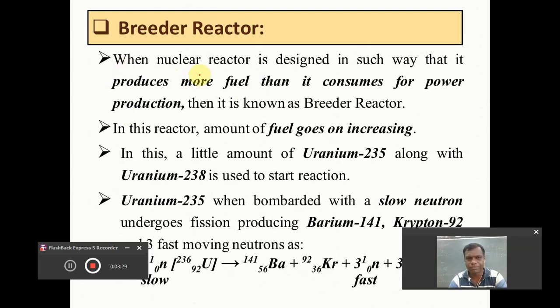Today in this part, we are going to talk about the breeder reactor. What is the breeder reactor? It is again a nuclear reactor. This is also a nuclear reactor. Definitely, we are going to talk about nuclear fission in a controlled manner in this type of reactor also. But in this case, the nuclear reactor is designed in such a way that it produces more fuel. It produces more fuel than it consumes for power production.